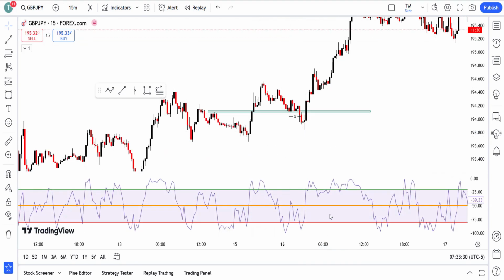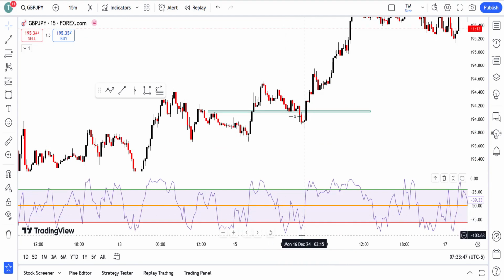Step 4: Use Williams R to confirm oversold levels. Once liquidity was taken, we used the Williams R indicator to confirm oversold conditions. The indicator dropped below -80, signaling that price was in an oversold zone and might reverse upward. This confirmation added confidence to our setup.